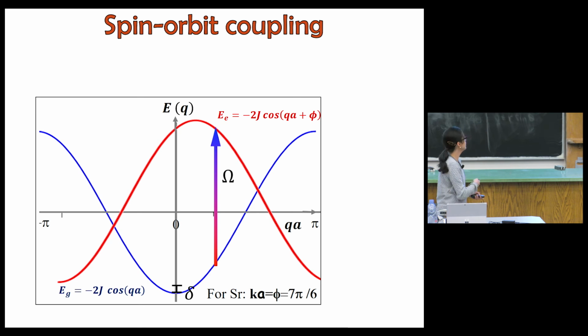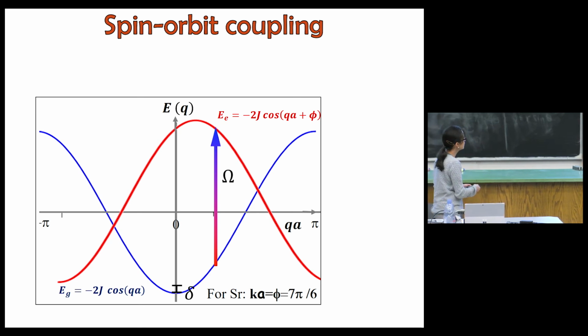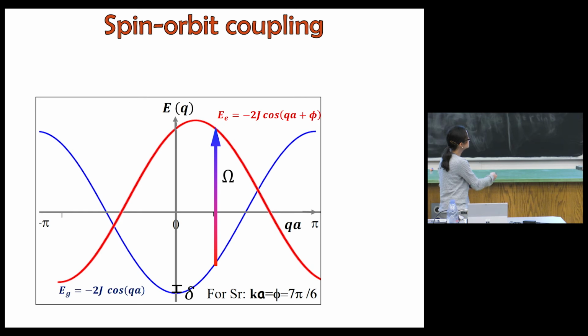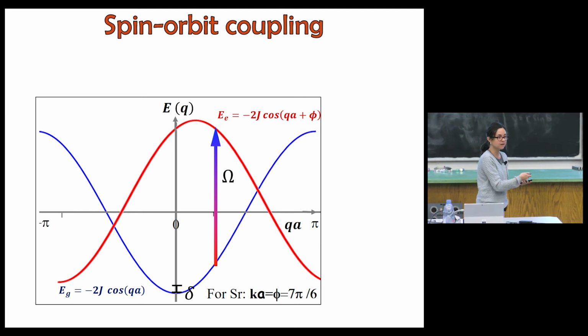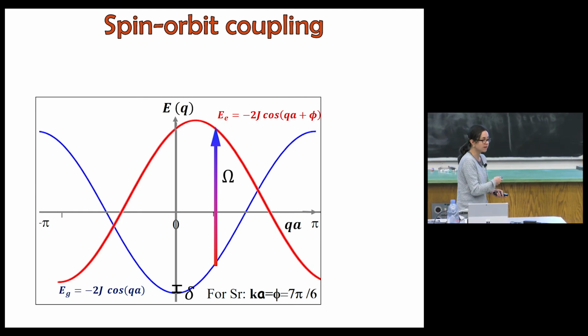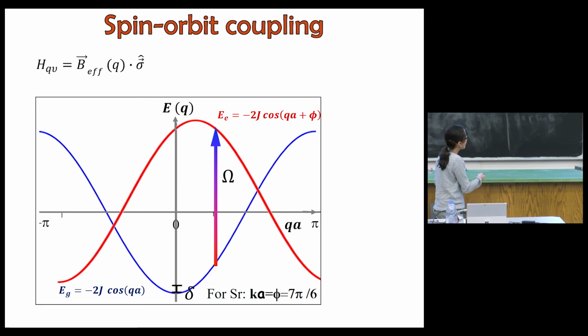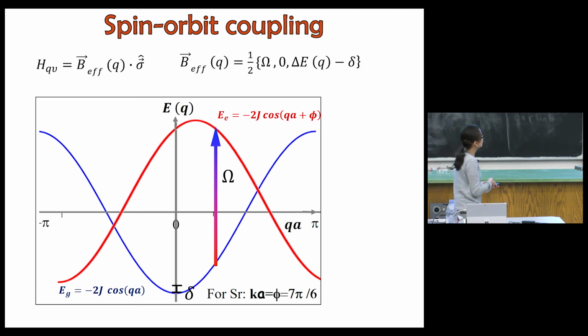So now I can generate a diagonal system where an atom in the ground state has a different dispersion relation than the atom in the excited state, and the difference is the phase that's imparted by the laser. This is called spin-orbit coupling. This is a way that we can generate a spin-orbit coupling, because now for each quasi-momentum I can see my system as being a two-level system, the ground and the excited state, but they are coupled by an effective magnetic field, where the effective magnetic field has two components.